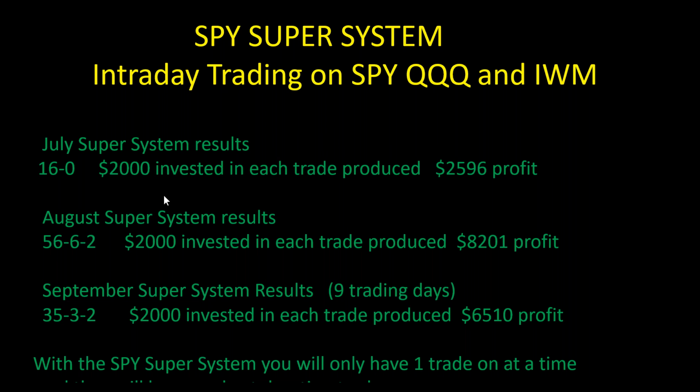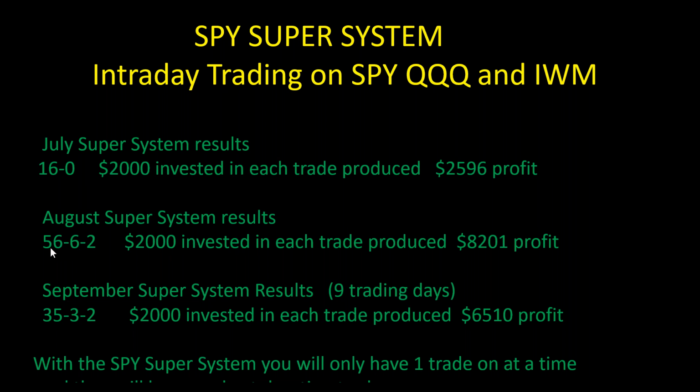So I started quantifying this the middle of July by putting 2,000 into each trade. This is where we're trading the SPYs, the Qs, and the IWM, the indexes, off of a 5-minute chart. In July we had 16 and 0, 2,000 invested, produced 2,500 profit. Again, some of these are short-term trades. These are not long trades. Some of these only last 2, 3, 4, 5-minute candles.